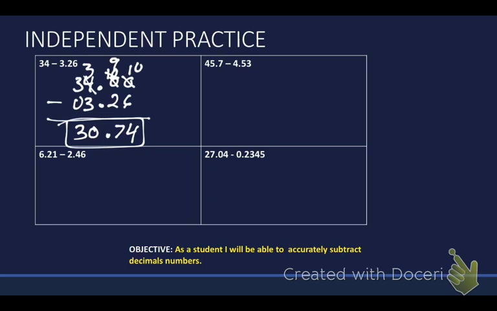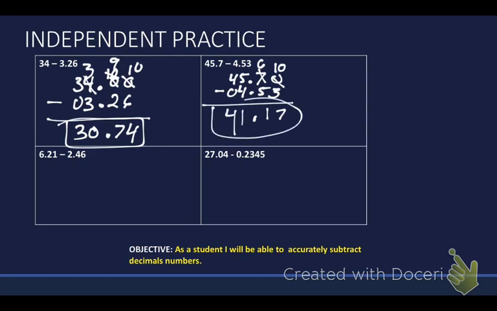Let's move on to the one to the right. We have 45 and 7 tenths minus 4 and 53 hundredths. Put our 0 up there at the top. Put our 0 down here. 0 minus 3 we can't do, but we can borrow. 7 becomes a 6, 0 becomes a 10, 10 minus 3 is 7, 6 minus 5 is 1, 5 minus 4 is 1, 4 minus 0 is 4.